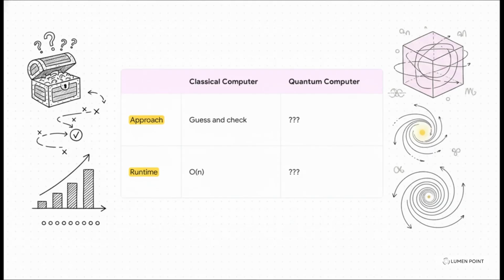So on your laptop, a regular classical computer, you really have no choice. It's just guess and check. If there are n possibilities, on average, you're going to find the key after checking about half of them. The more combinations, the longer it's going to take. This is what we in computer science call O(n) time. Basically, the time it takes grows step for step with the number of things you have to check.